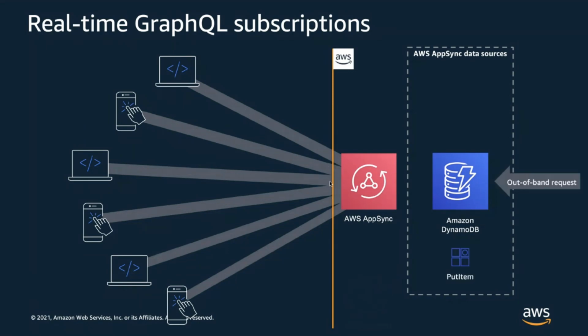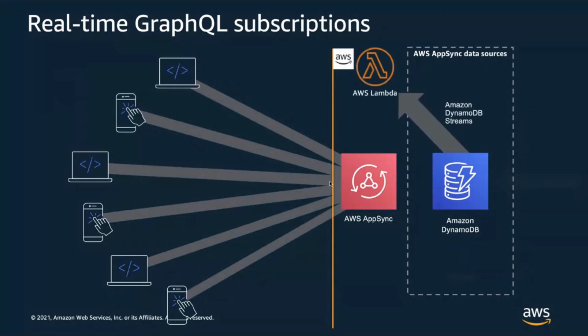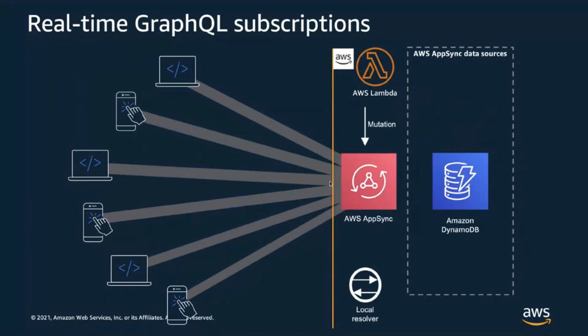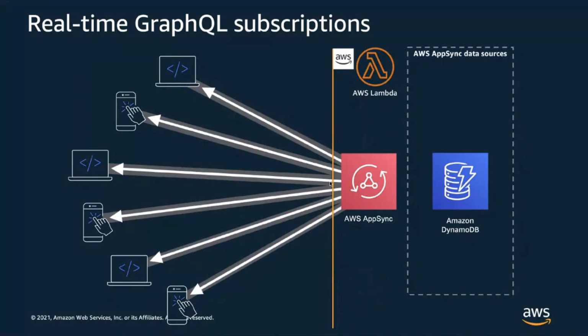We can also have out-of-band requests. So something that does a change directly to your DynamoDB table. The DynamoDB table can then create a DynamoDB stream event that pushes the data to an AWS Lambda function, and then the AWS Lambda function can do a mutation against a local resolver. So a local resolver is a concept that you can use to push data to your clients without really writing the data anywhere, right? So here, we're only interested in pushing data to our clients, so we don't need to write it anywhere. We use the local resolver, and that pushes the information to our clients.